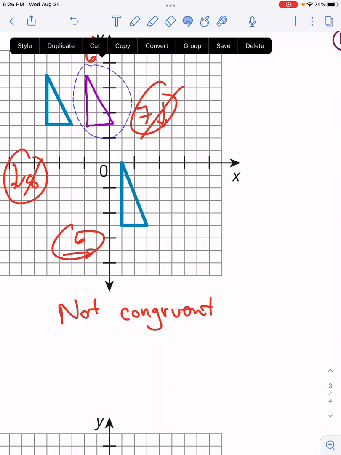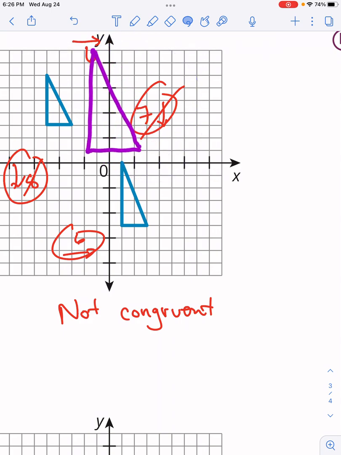If I take this, actually I don't know if I can make that bigger. Oh, I can. So that is something that's similar to this. It's the same shape, but it's definitely a different size, right? It is way too big. It's like we talked about, like Ant-Man.